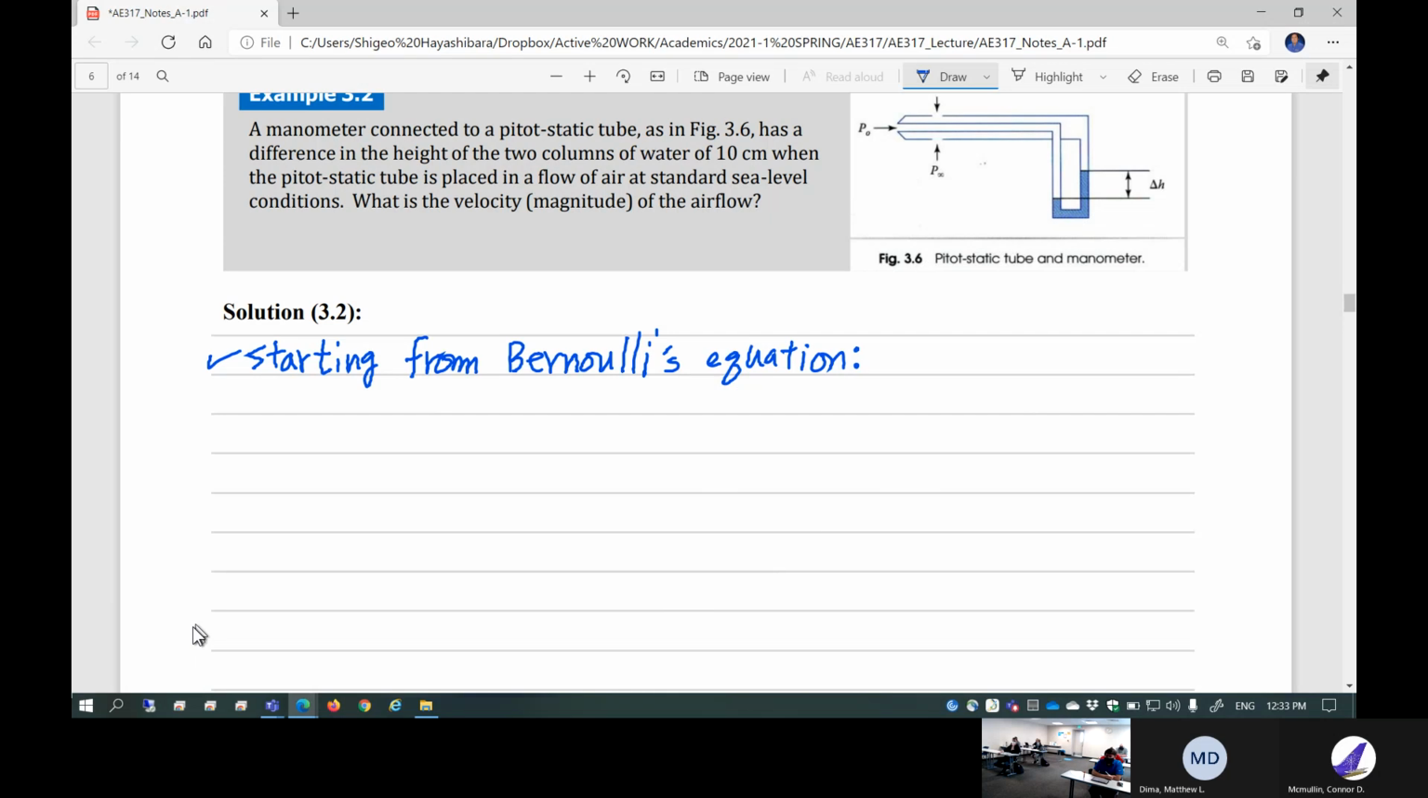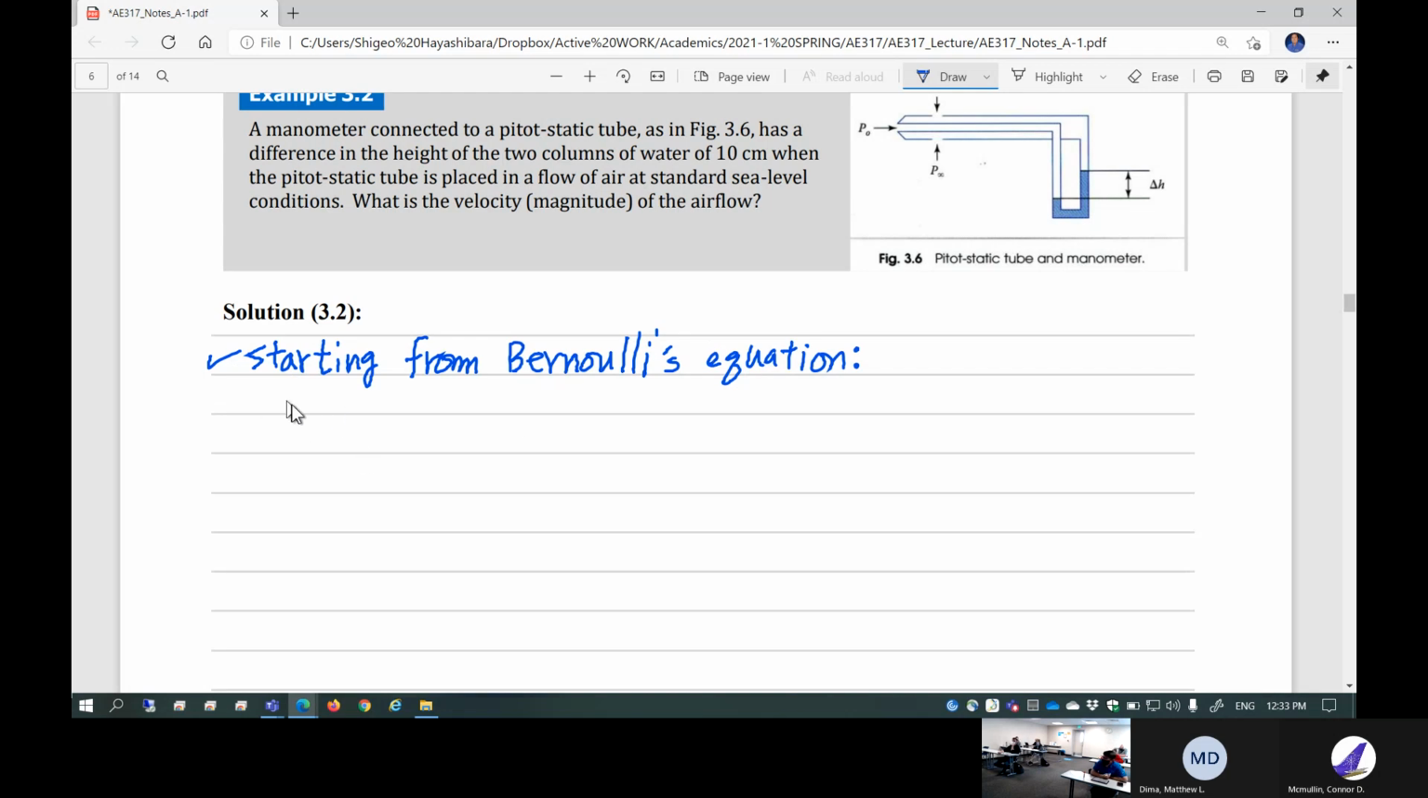What is the condition of Bernoulli for incompressible flow? In other words, Mach number should be less than 0.3. And I hope so, because there's no information for this. The only information you can get is this is a manometer and the 10 centimeter difference. So what kind of fluid is that? Water. It says water, okay.